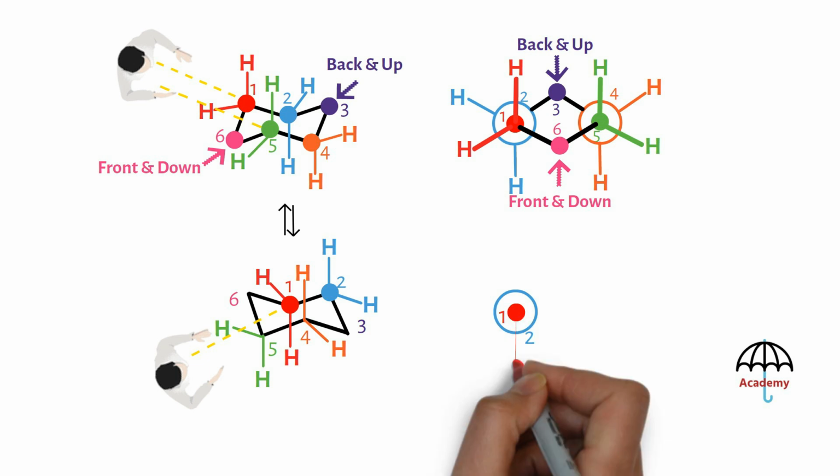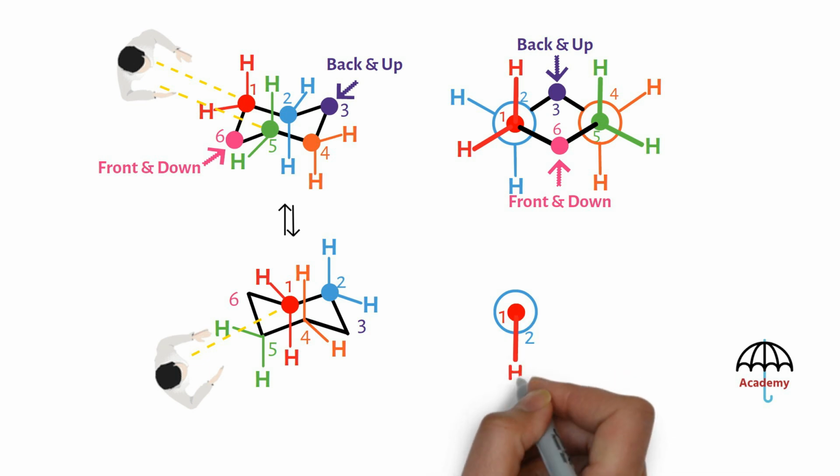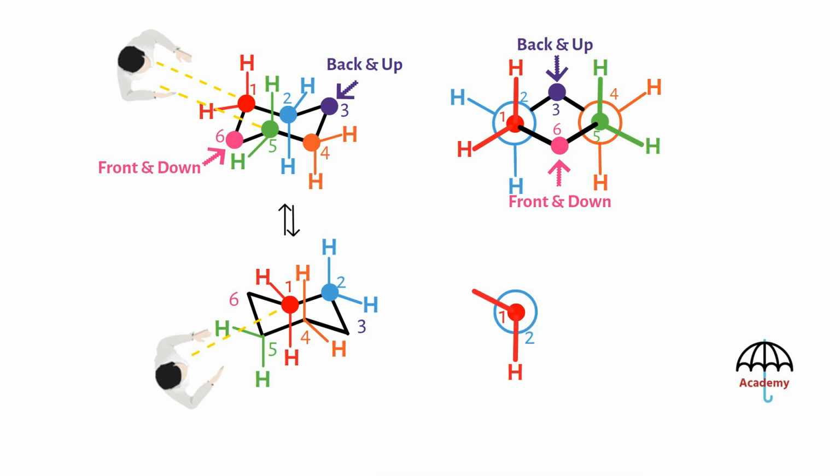Front carbon 1 has axial hydrogen pointing down. Equatorial H pointing to left. C1 is connected to carbon 6 pointing up. Carbon 2 on back side has axial hydrogen pointing up, and equatorial hydrogen pointing left. And is connected to C3.